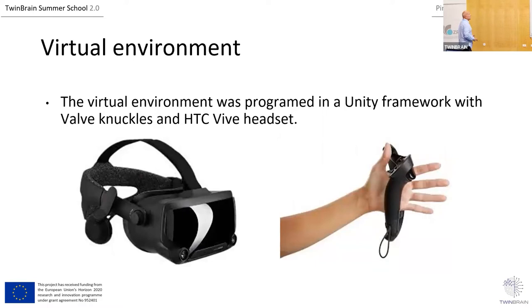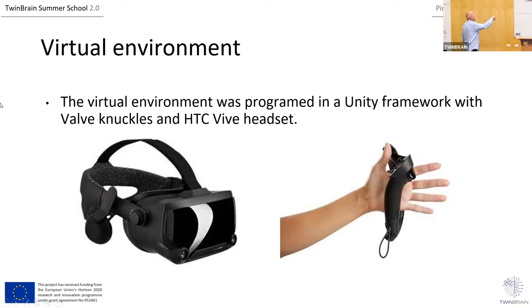The virtual part of this experiment, the virtual environment, was programmed in the Unity framework. Maybe you are familiar with that kind of software. It's a framework where you can create a virtual environment. And the hardware used in that part of the experiment was Valve Knuckles. It's a special wand which can be freely attached on the hand and move around. And an HTC head-mounted display from Vive.